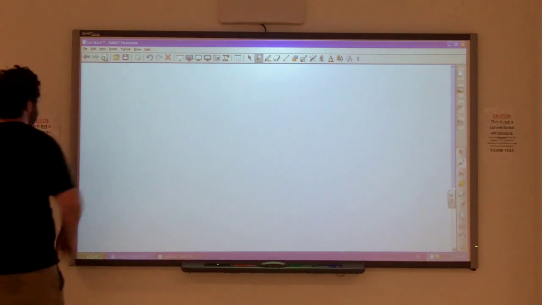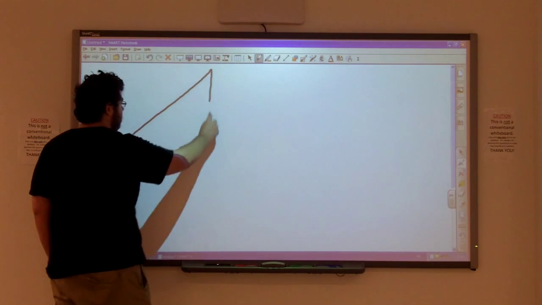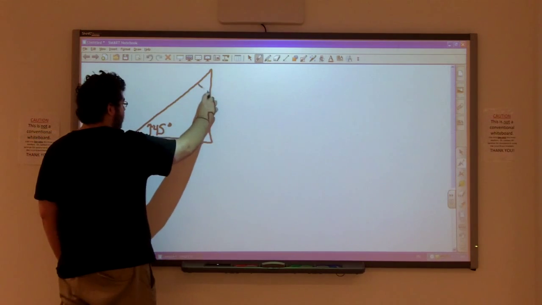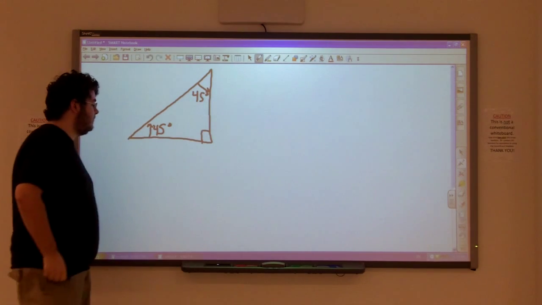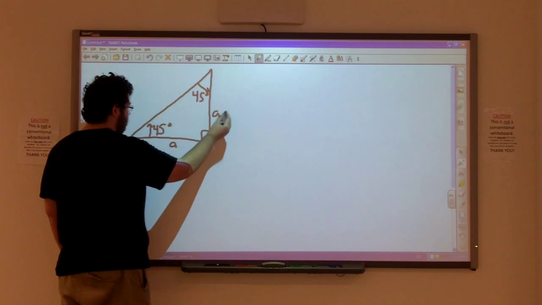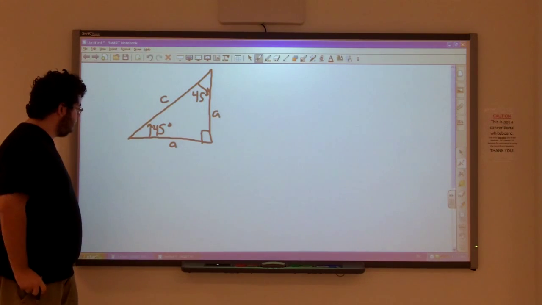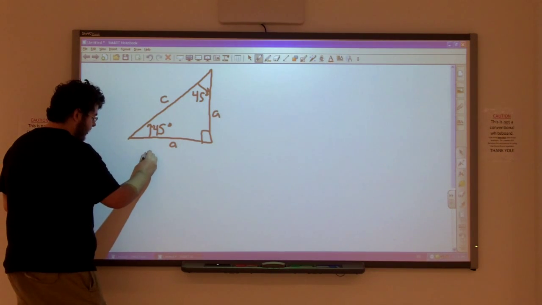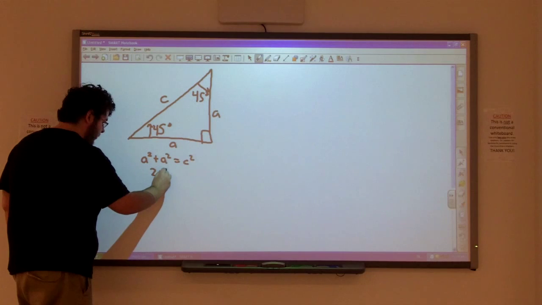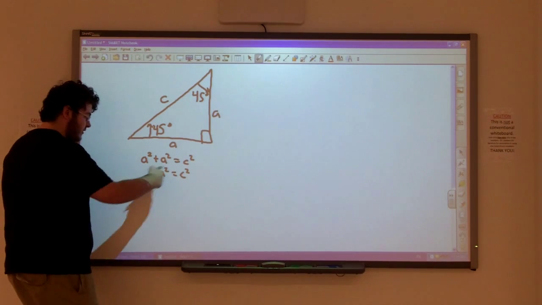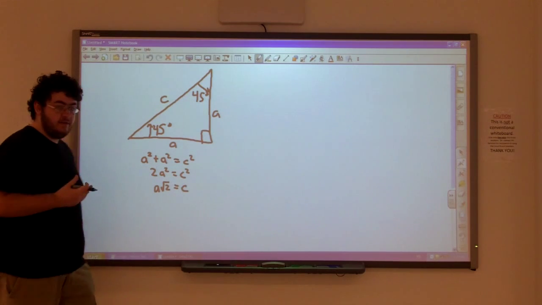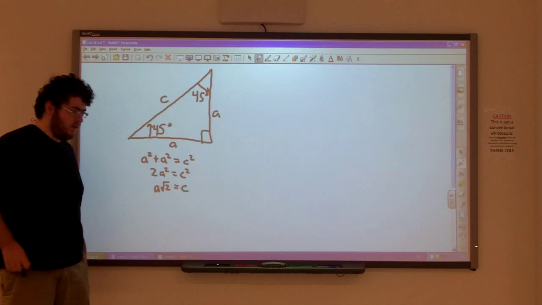Okay, so let's do an example. So let's say we have the triangle, and it is a special triangle. We have a 45, 45, 90 triangle. Well, remember that if you have a 45, 45, 90, these two sides are the same. So we can label them as the same. We'll call this C still. So what we can do is say, well, the Pythagorean theorem says now a squared plus a squared is c squared, which means 2a squared equals c squared. So if we take the square root, we can get a square root of 2 equals c. We won't bother about the negative solution here because it doesn't make much sense to have a negative hypotenuse.